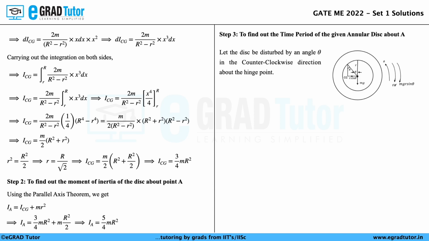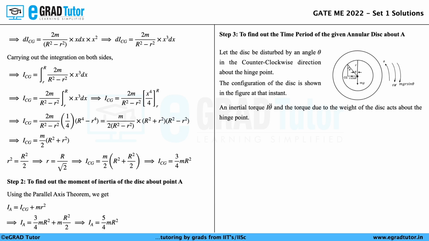Let the disk be disturbed by an angle theta in the counterclockwise direction about the hinge point as shown. The configuration of the disk is shown in the figure at that particular instant when it is disturbed by an angle theta in the counterclockwise direction. Then at that instant, an inertial torque I theta double dot and the torque due to the weight of the disk act about the hinge point. Then the equation of motion of the system at that instant can be written as I theta double dot plus mg r sine theta is equal to 0.